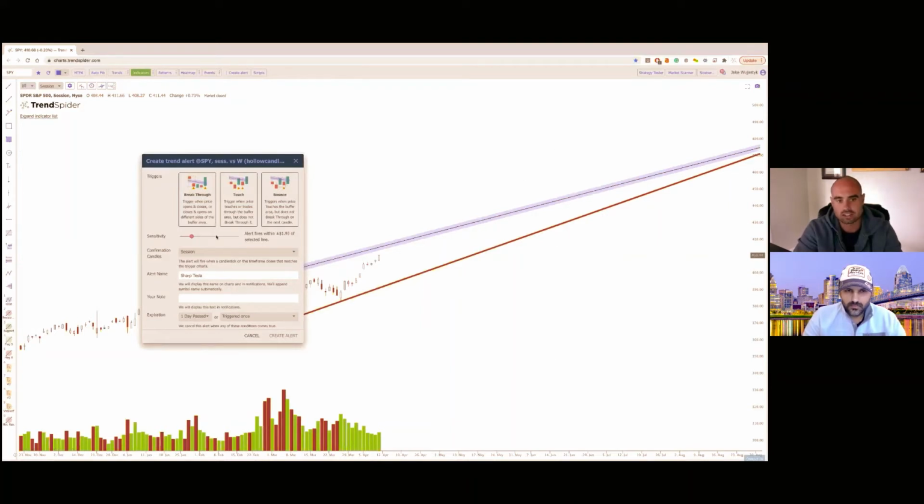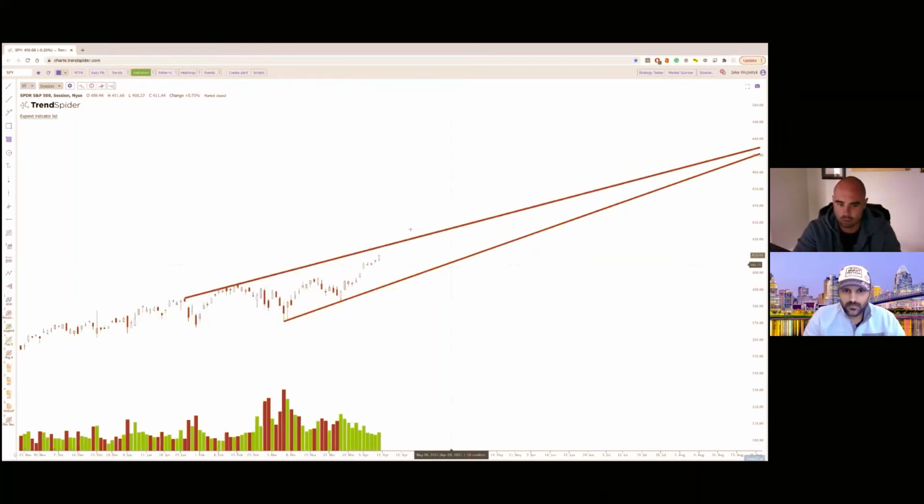And that's something that's really nice and kind of takes away the emotion. You just say, hey, I'm going to either go long here, go short there, let the alert go off, and then you stick to a plan. So this actually helps you kind of stick to a plan as well.